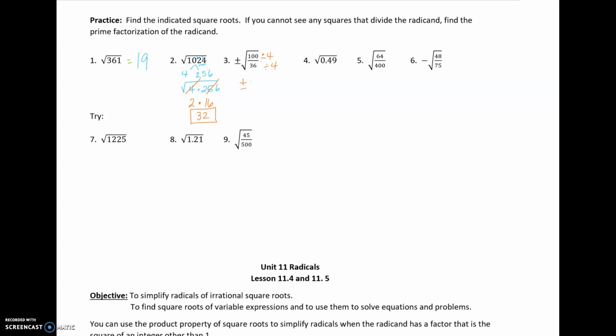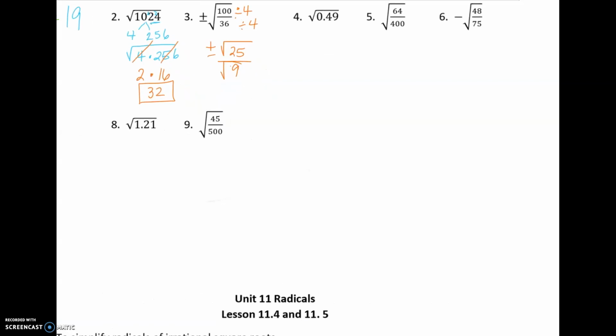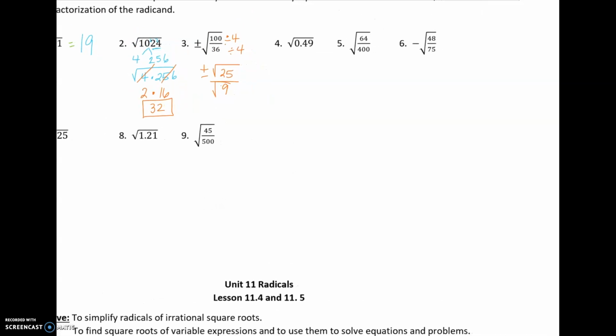When I do, I have the square root of 25, because 100 divided by 4 is 25, and the square root of 36 is 9. And remember, not the square root of 36, but 36 divided by 4 is 9. They're still under the radical. Now, 25 is a perfect square. It's 5. 9 is a perfect square. It's 3. So my answer is plus or minus 5/3.